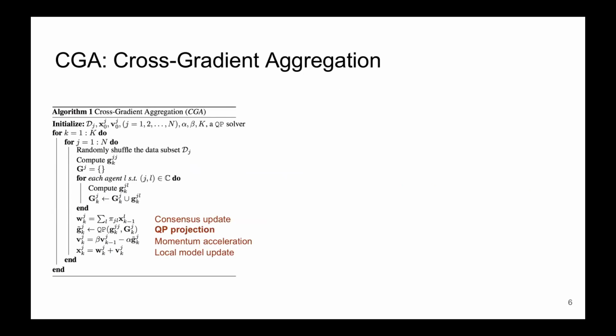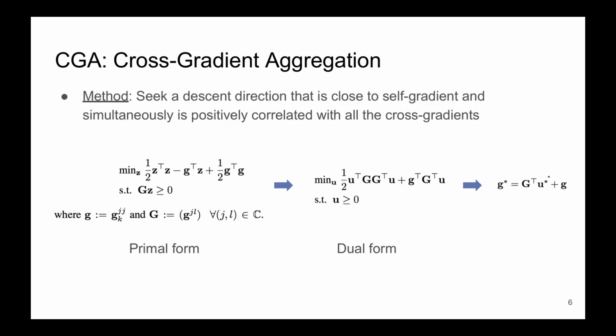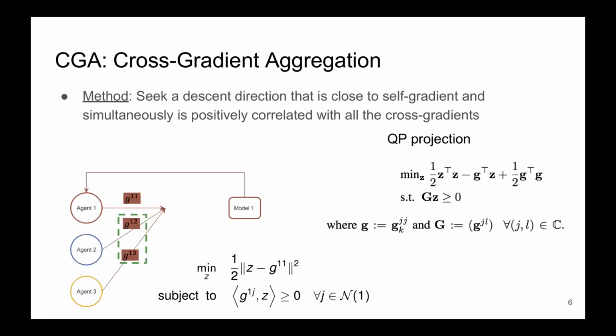Hey, Jiahao, I have a question. Okay. So can you go here? For the method here, they want to find a descent direction that is close to the self-gradient, but simultaneously it's positively correlated with all cross gradients. So what's the intuition here? Why is this direction the best? I mean, perhaps this is the key idea of their cross gradient aggregation here. Yes.